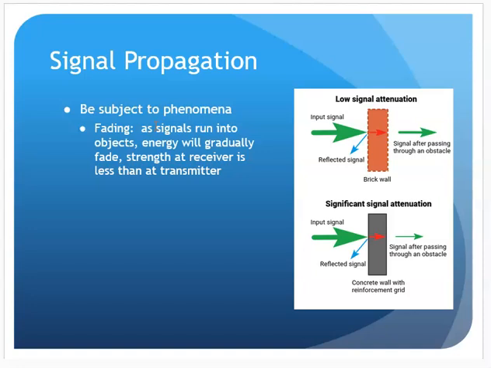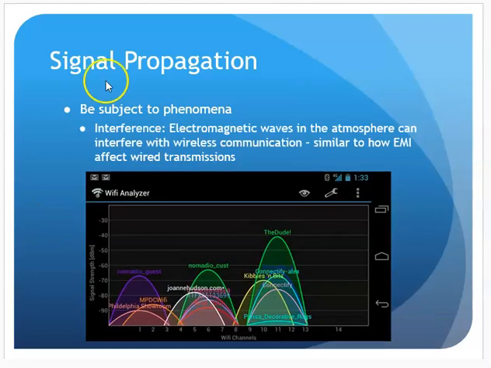But as it goes through maybe a drywall wall in your house or a brick wall in the house, some materials the signal will go through pretty well. Others, it's going to weaken tremendously. And I think they use the example here of a brick wall versus a concrete block wall with the reinforced mesh on the inside. That's going to weaken it significantly. It can be subject to interference.